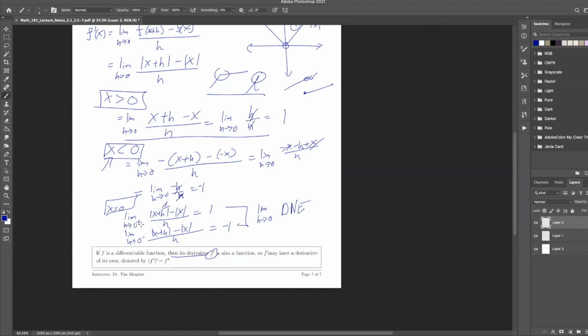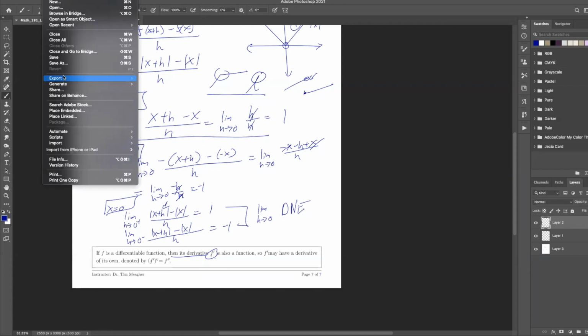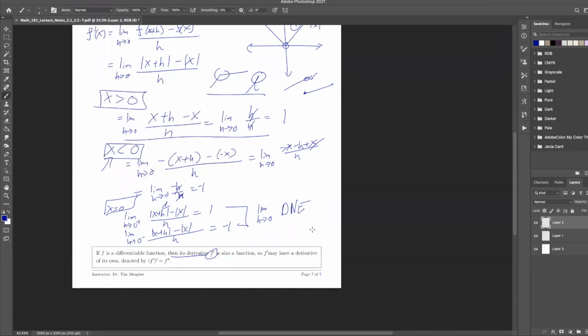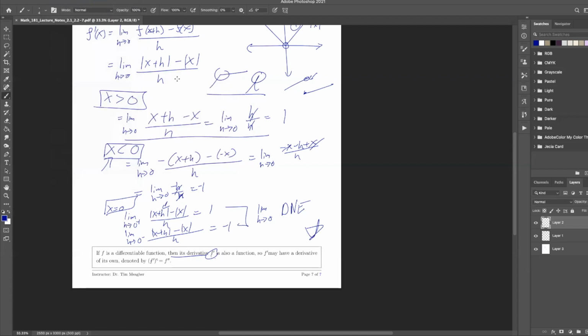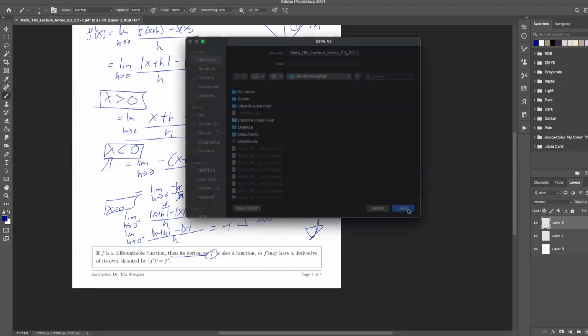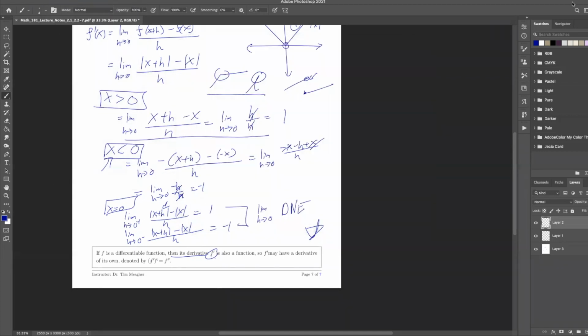All right, let's open up the next set of notes. All right, so let's go ahead and save this. And put a little star there. All right, so let's save this. Export APNG. Yay. And replace. All right, so let's open up the next one.